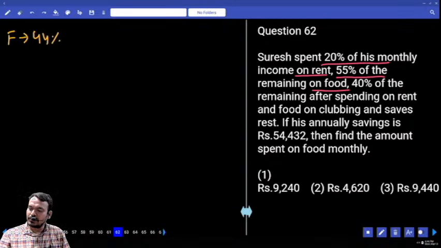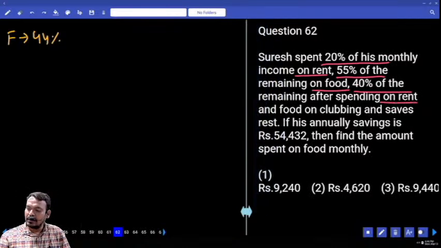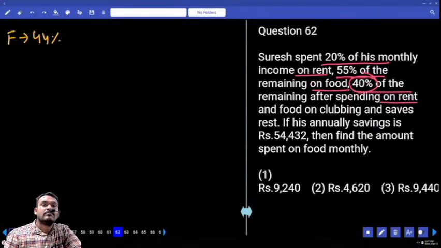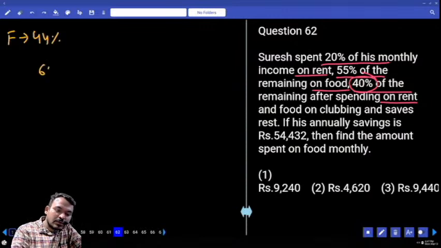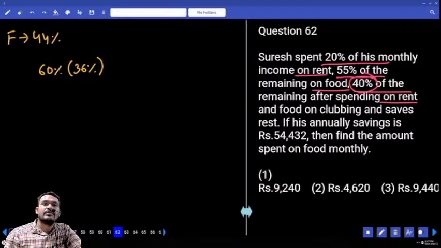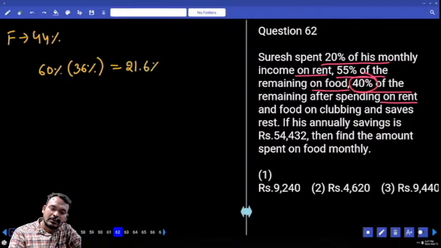36%. In that 36%, 40% is spent on clubbing, the remaining after spending on rent and food, and the rest is saved. Out of 80, 44 completed, the remaining is 36. In that, 40% is spent. What is the remaining? 60%. 60% of which one? 36%. Remaining is 60% of 36%, which is 21.6%. That is savings.